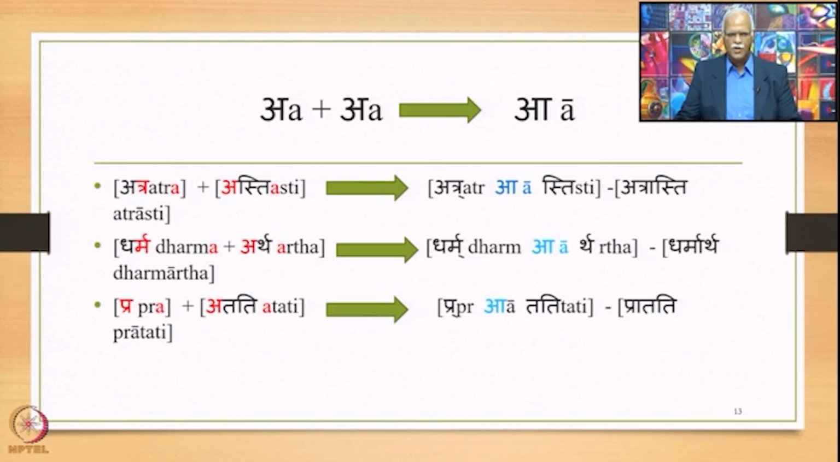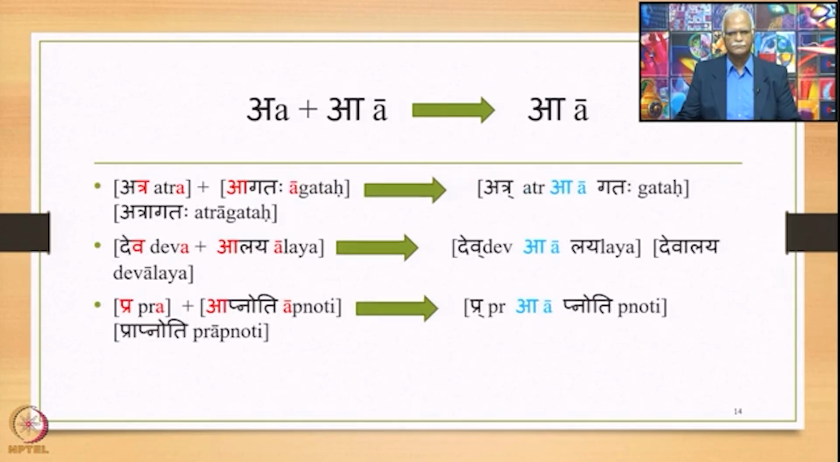These are the examples of a plus a generating the output in the form of long vowel a. Next is a plus a being the input and a being the output. So here we have atra and agataha. Once again, these are the two padas, part of the sentence, atra and agataha.